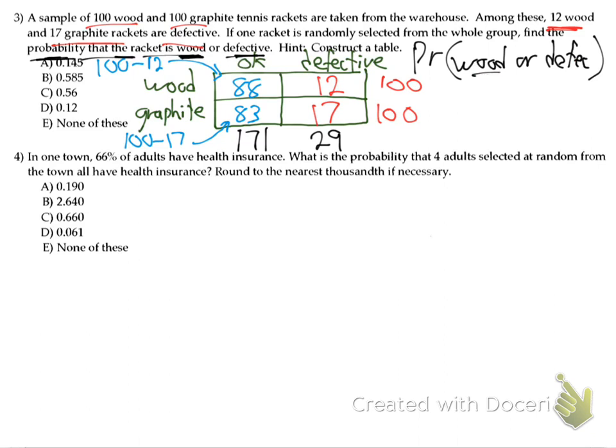So what do you do for or? How many are wood or defective? Just find them all and add them up. Remember, or is add and and is multiply. So how many are either wood or they're defective? Let's go group by group. Are these 88 wood or defective? They're wood. How about these 12? They're wood. All those are wood. How about these 83? They're not wood and they're not defective. So I better not circle that. Put that back to where it was.